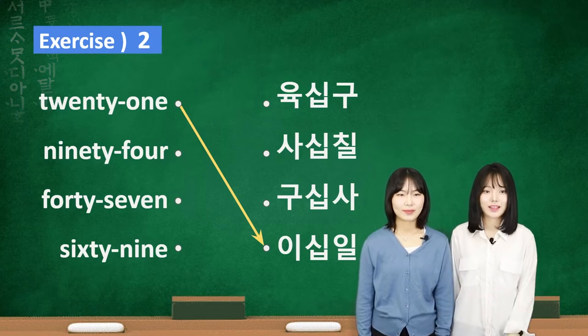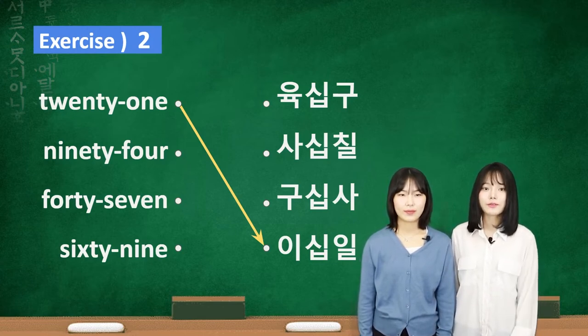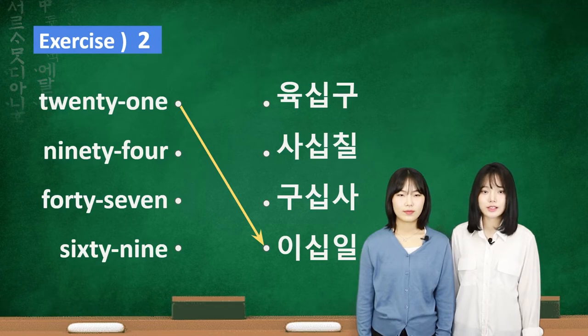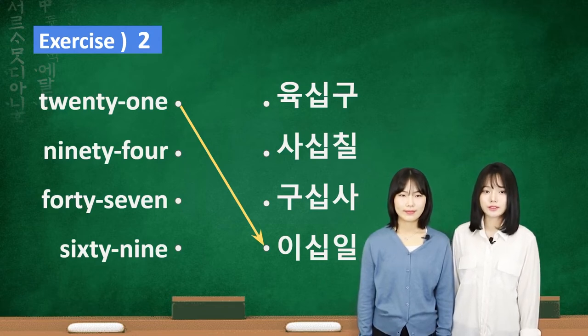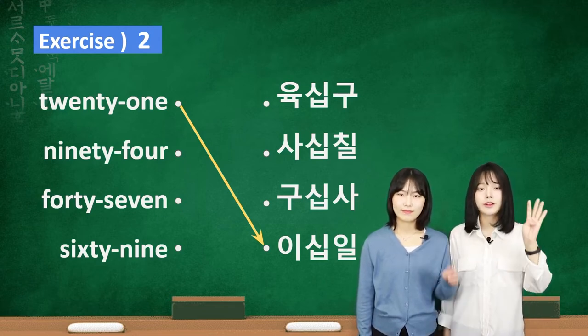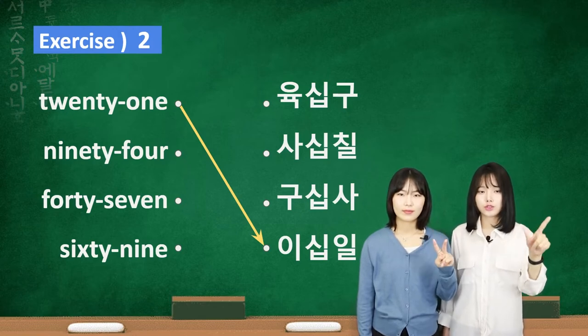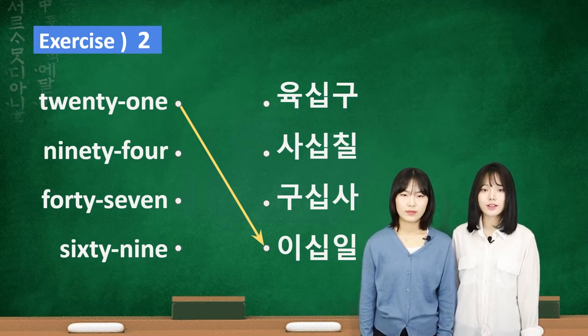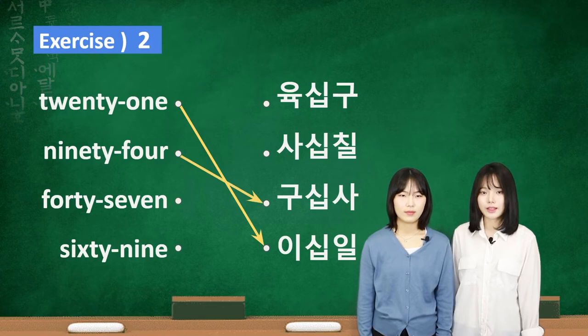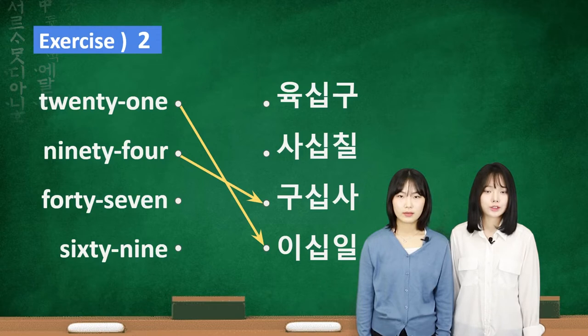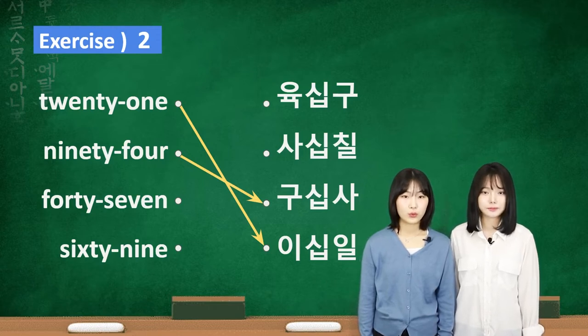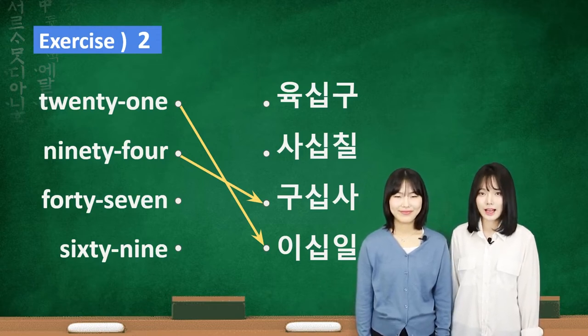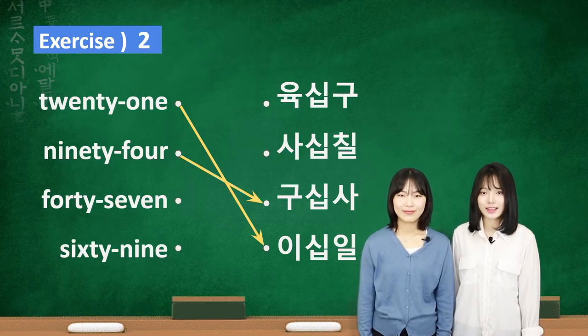Next. Second, 94. Which is the correct Hangul number? 5, 4, 3, 2, 1. Yes, the correct answer is the third. Please repeat after me. 94. Next.